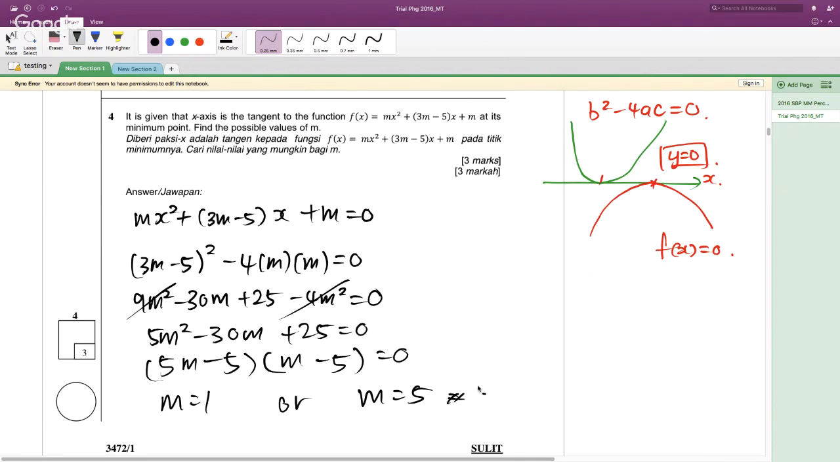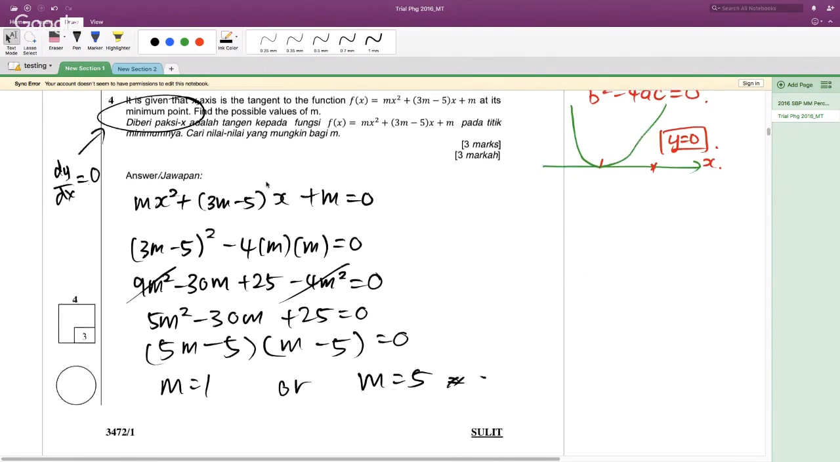This is how we do it, even though I guess the question is trying to confuse you by adding another so-called minimum point. Minimum point means this graph doesn't exist, it must be like this. A lot of students see minimum point and then try to do dy/dx equals 0 over here. But it's quite tough to do the dy/dx if you don't have any coordinates which will give you the x value. Therefore, this is 1 and 5.